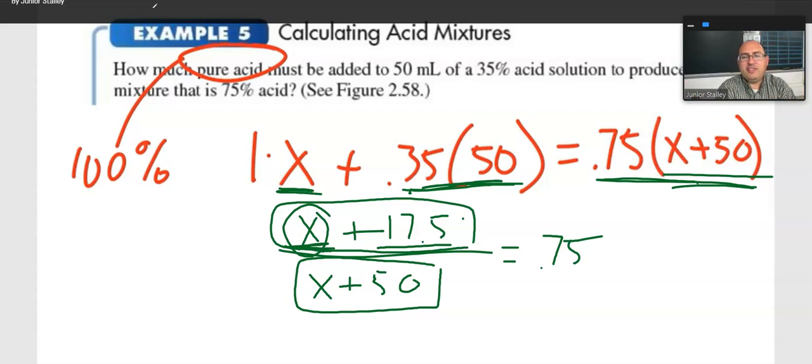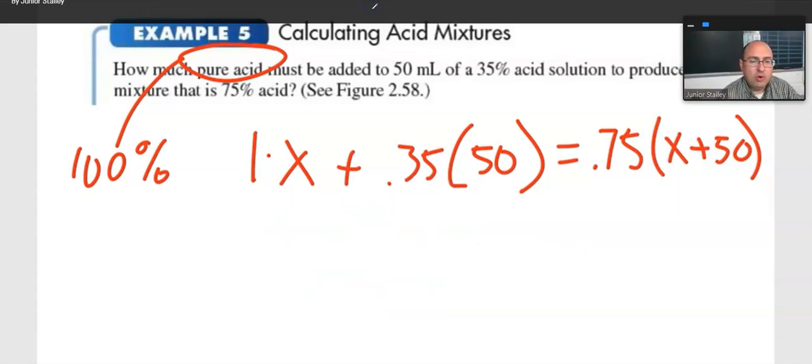But the first thing you're going to do in setting it up like this is cross multiply. Guess what? You are right back to where you were. So I don't see any advantage to that. It doesn't make sense to me.